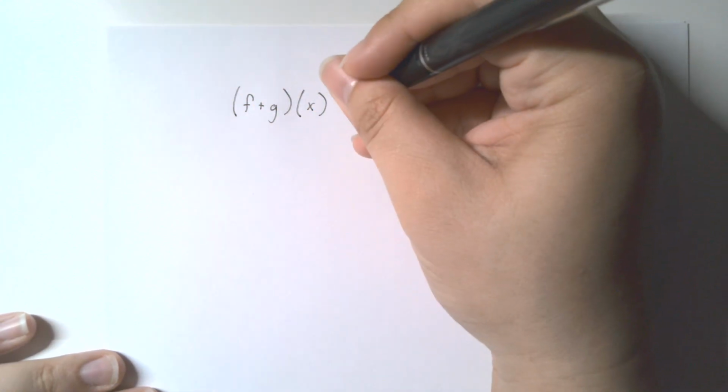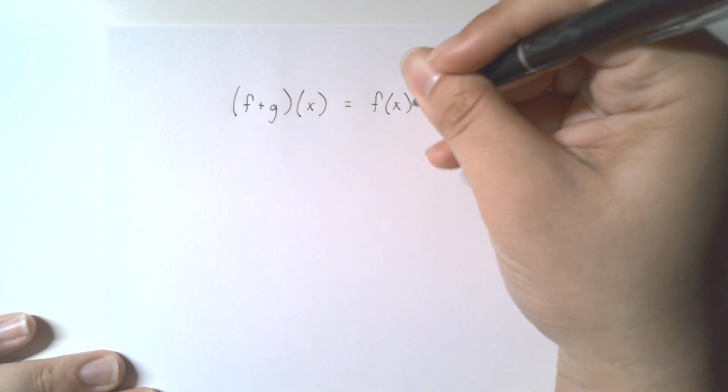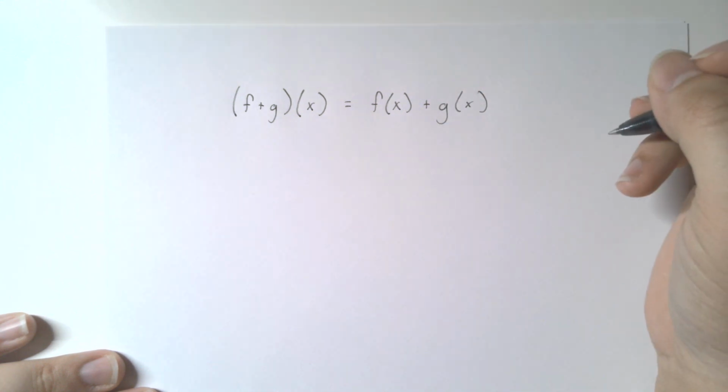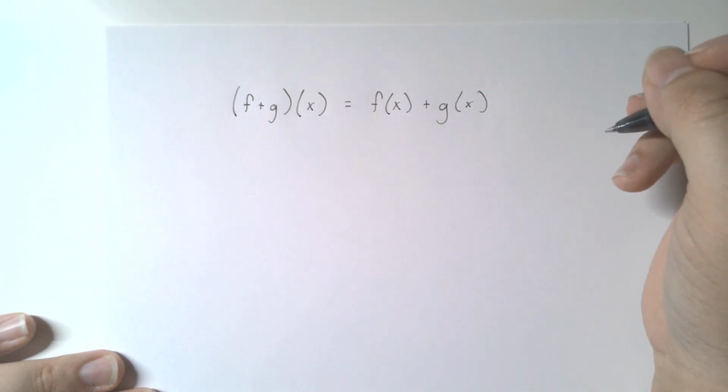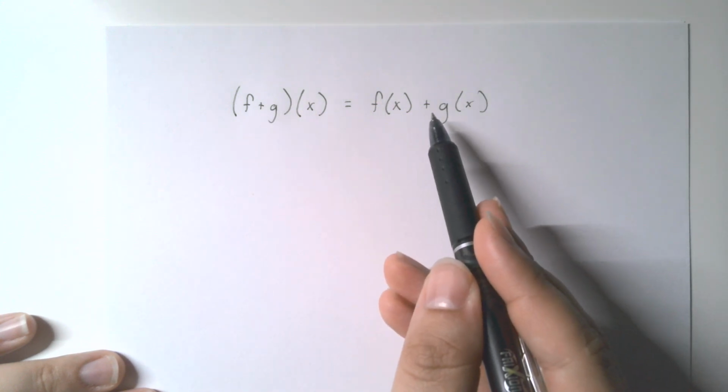And what this means is that whatever our functions are, we take f of x and we add it with g of x. And so when we're doing our examples, it'll be more clear how we do that. But just know that when you see a plus here, you just add your two functions.